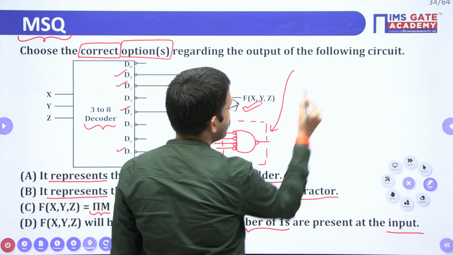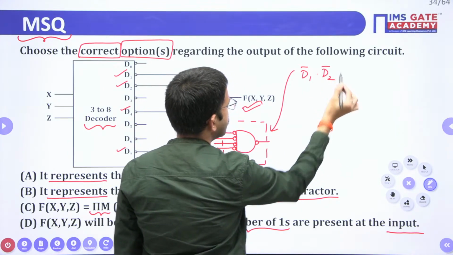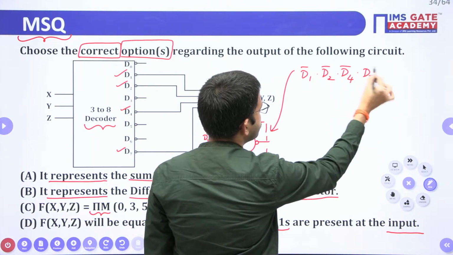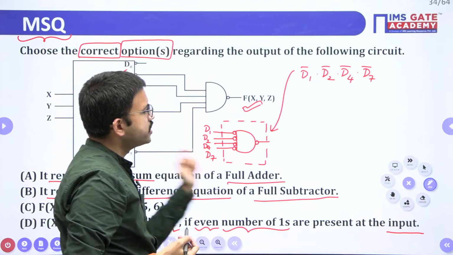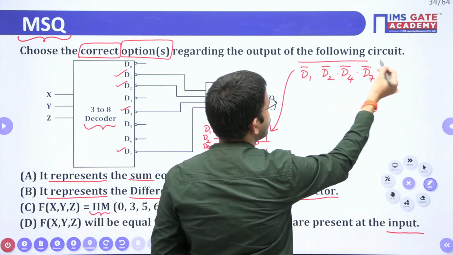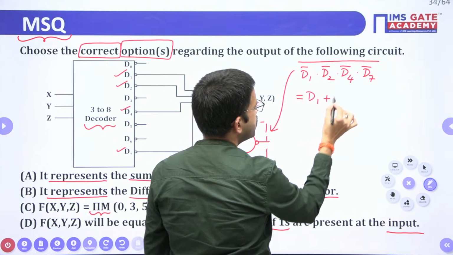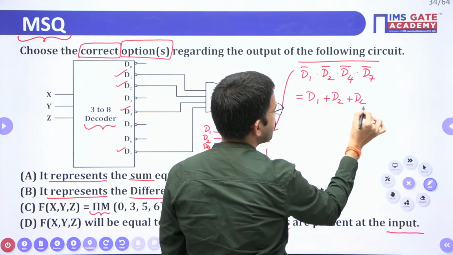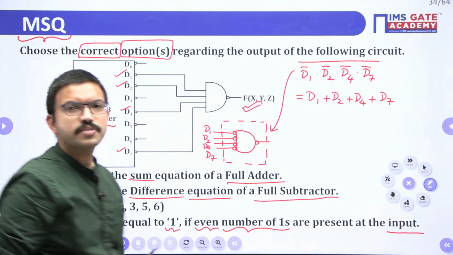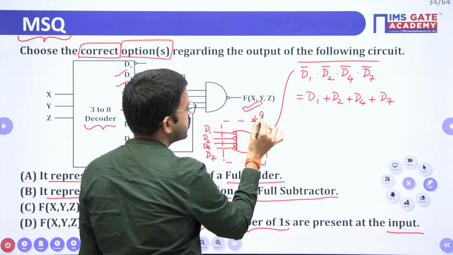See here, you are having D1 bar, D2 bar, D4 bar and D7 bar. These are the 4 inputs you are passing through a NAND gate, so the output you will get is the complement. Inside you are having a logical AND. Just apply De Morgan's law. You will get D1 plus D2 plus D4 plus D7. Yes, very good, Saptak. Yes, it's an OR gate. So this particular logic gate is nothing but an OR gate.